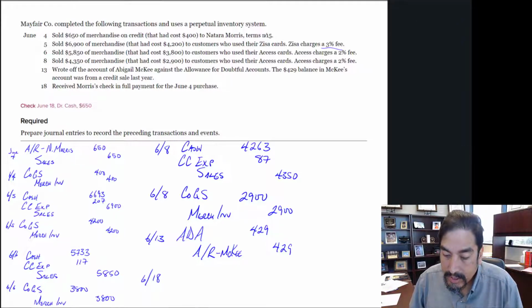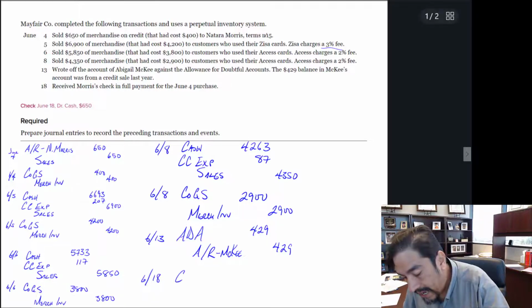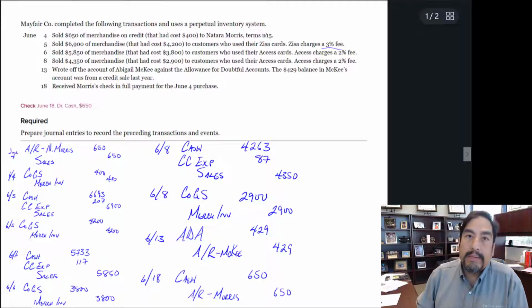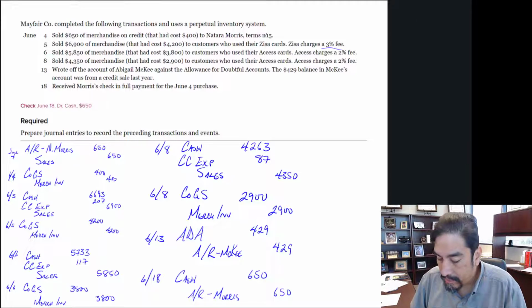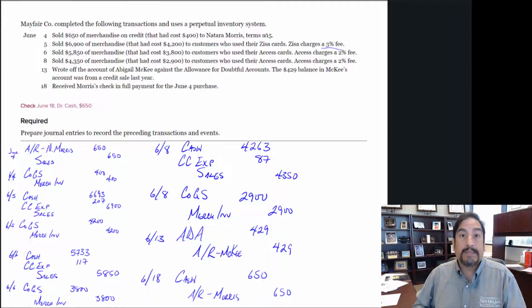Received Morris's check in full for the June 4th purchase. Up top, $650. So we're going to record the cash in for $650, and we're going to reduce the accounts receivable in the name of Morris for the $650. So that shows that Morris no longer owes us. Next problem.